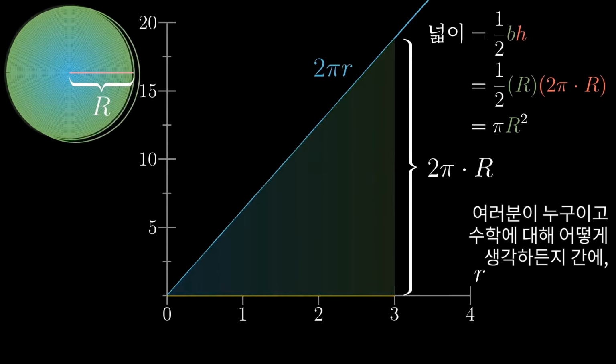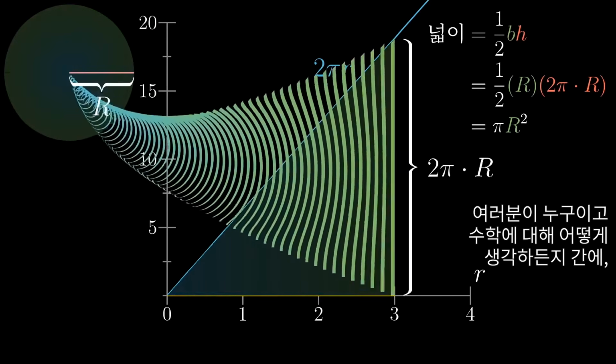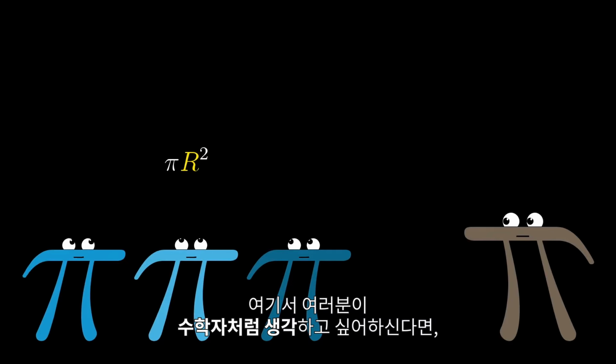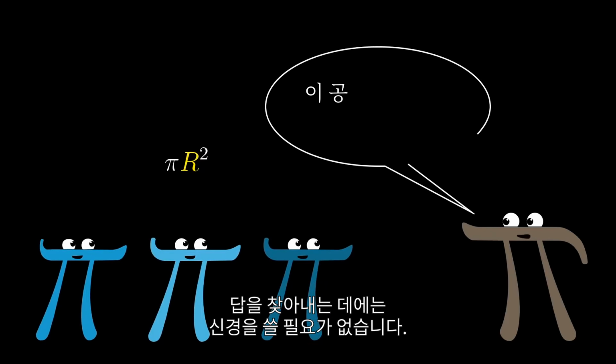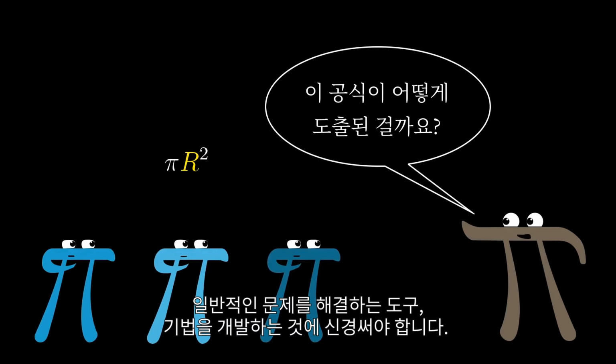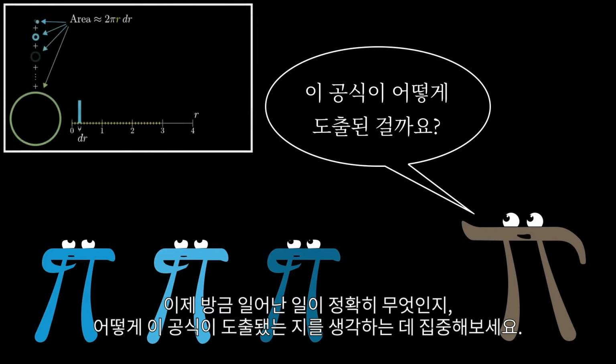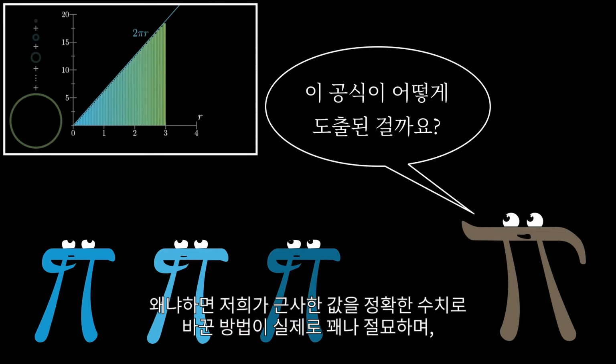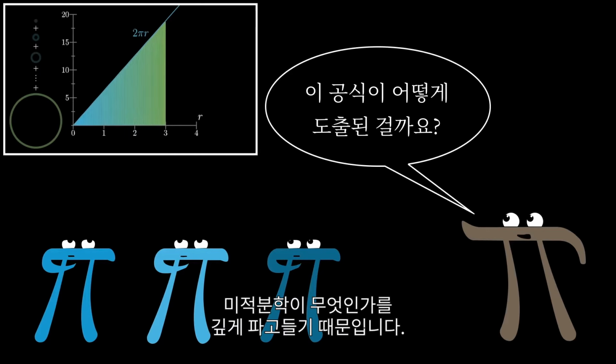It doesn't matter who you are or what you typically think of math, that right there is a beautiful argument. But if you want to think like a mathematician here, you don't just care about finding the answer. You care about developing general problem-solving tools and techniques. So take a moment to meditate on what exactly just happened and why it worked. Because the way that we transitioned from something approximate to something precise is actually pretty subtle, and it cuts deep to what calculus is all about.